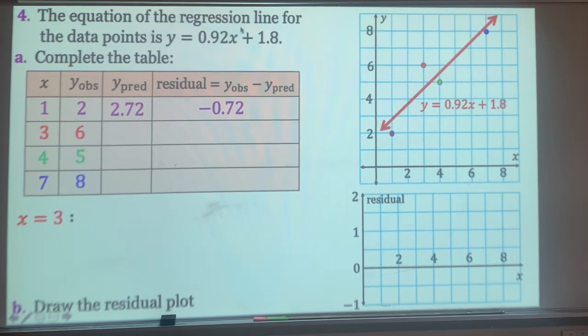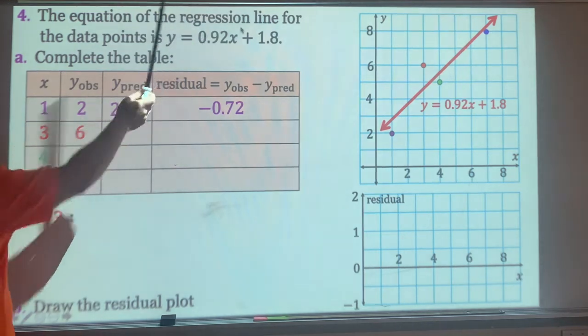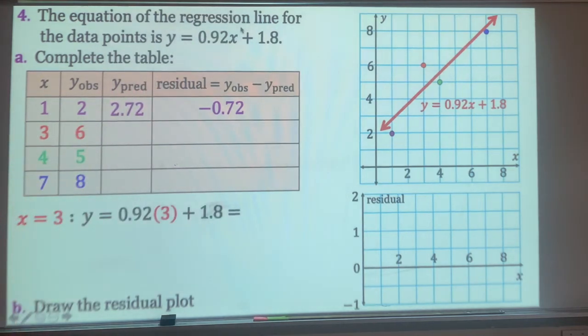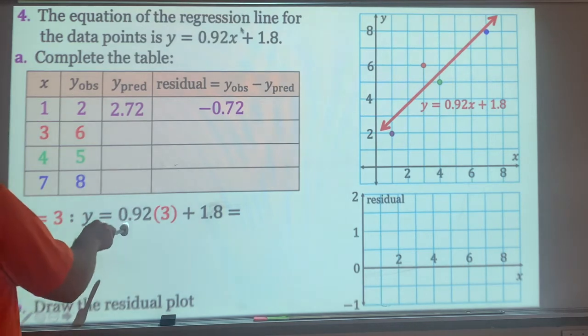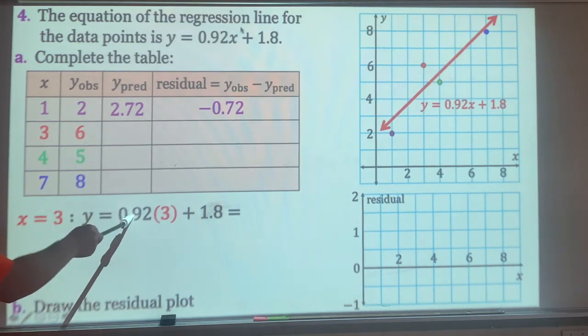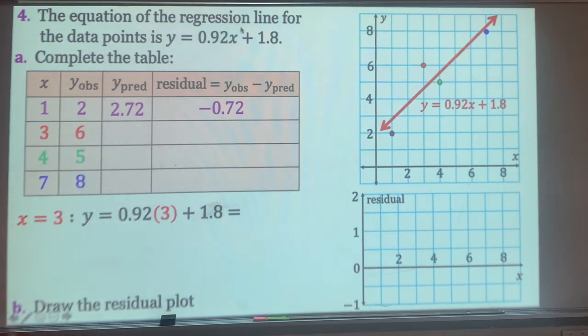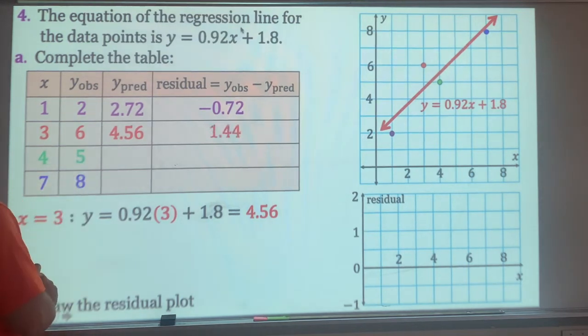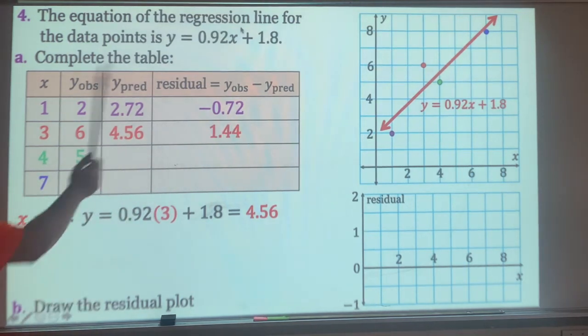So let's go. You're going to take your 3 and plug it into that equation. So it's 0.92 times 3 plus 1.8. This is 2.76, plus 1.8 is 4.56. So that is my y predicted. Now to find the actual residual, I do 6 minus 4.56 and I get 1.44.